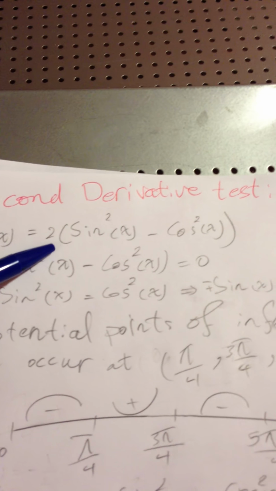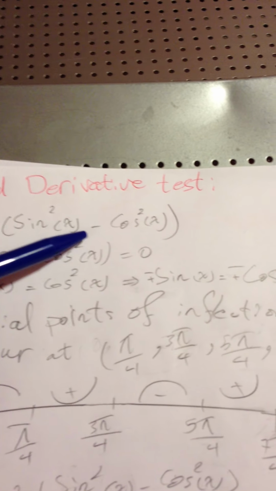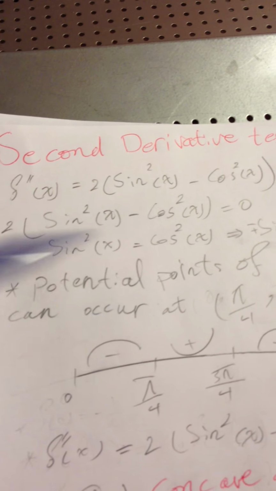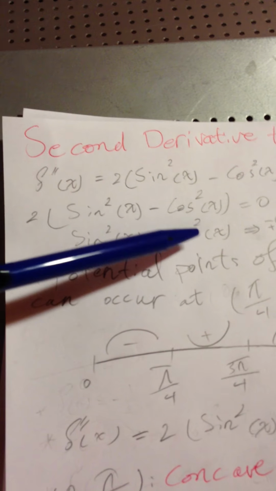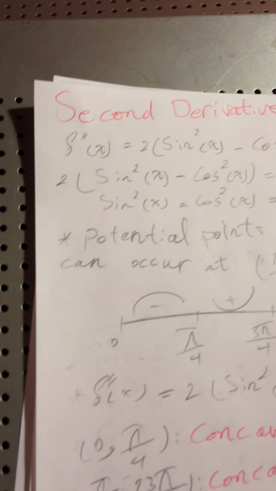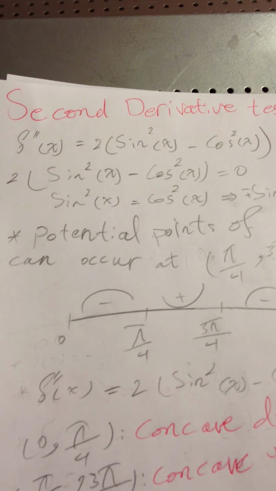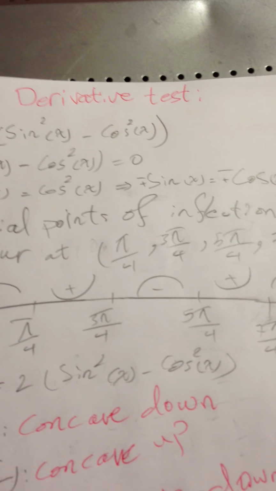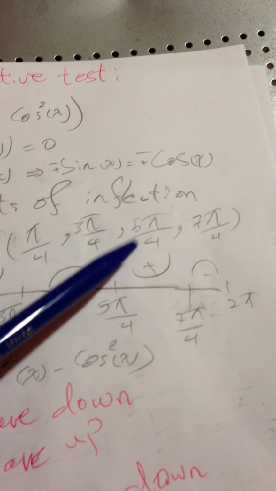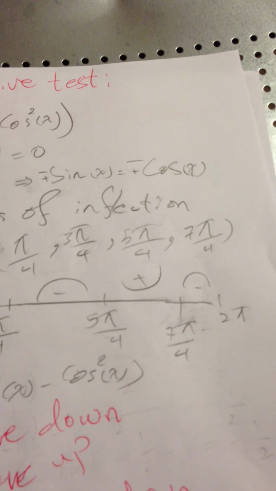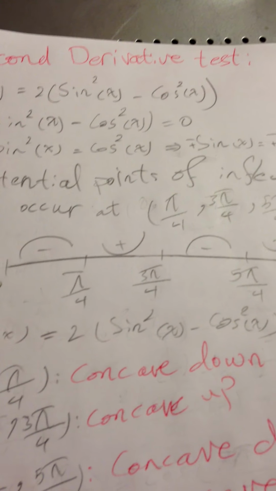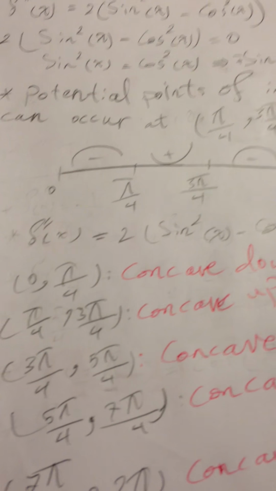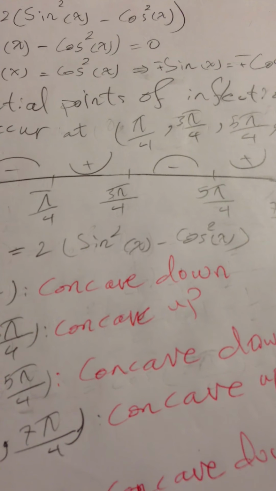F double prime is equal to sine squared x minus cosine squared x. We let this equal 0. So we find the potential points of inflection, which are pi over 4, 3 pi over 4, 5 pi over 4, 7 pi over 4. So, we have the second derivative. Now we check for concavity.